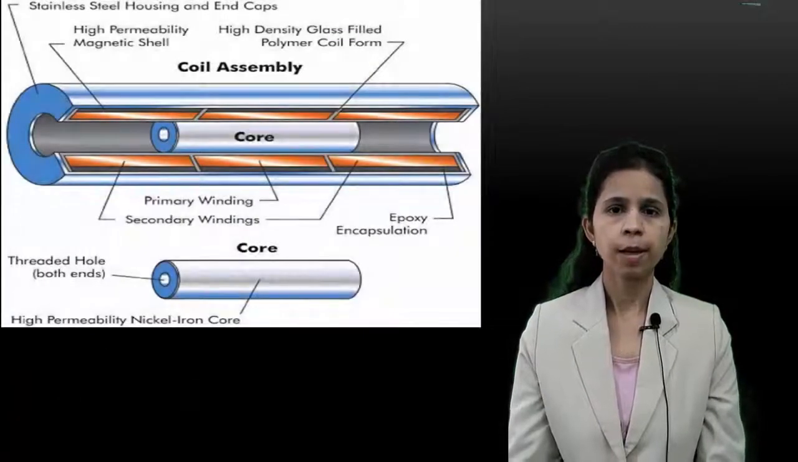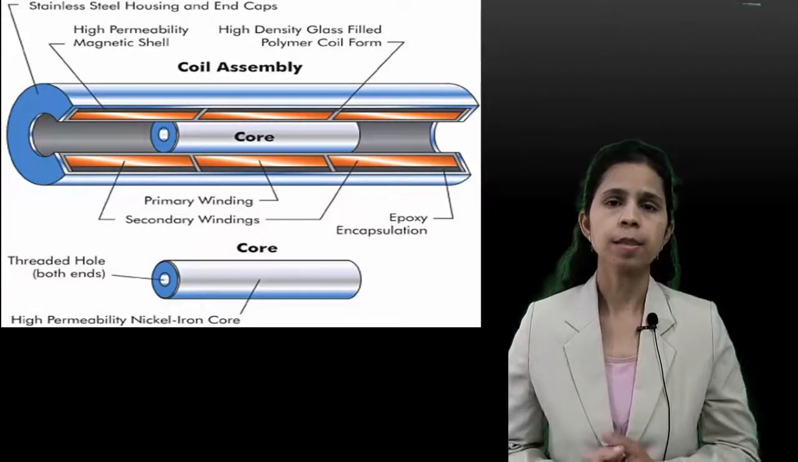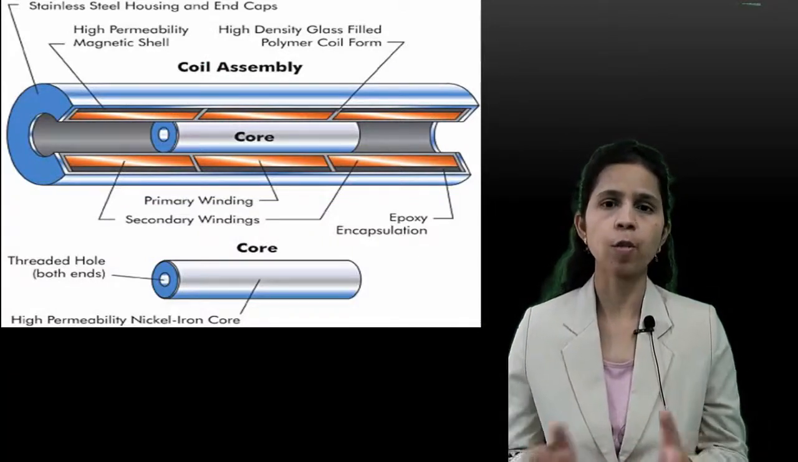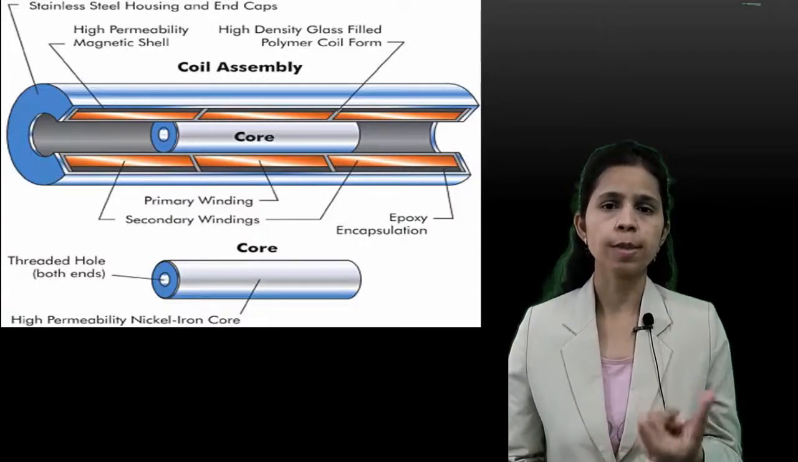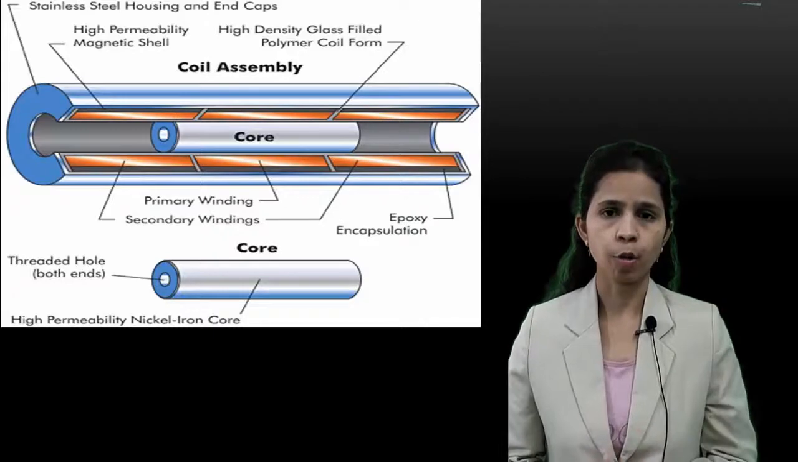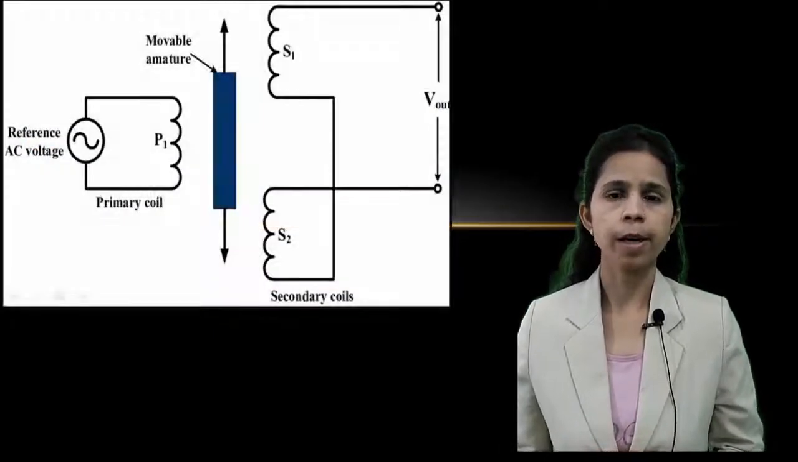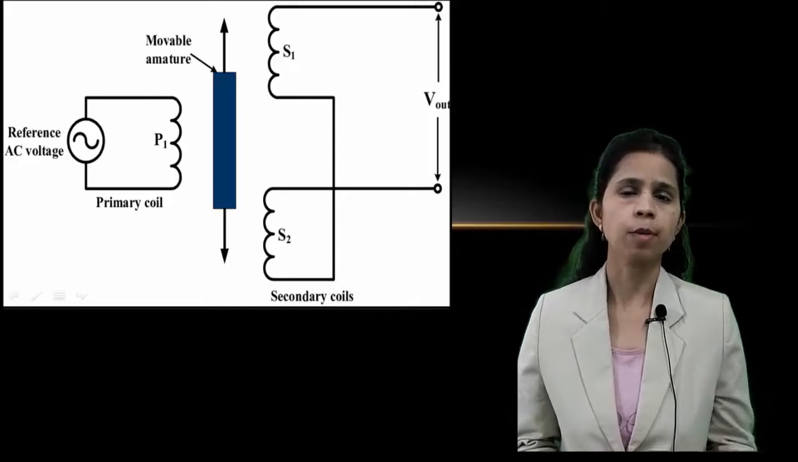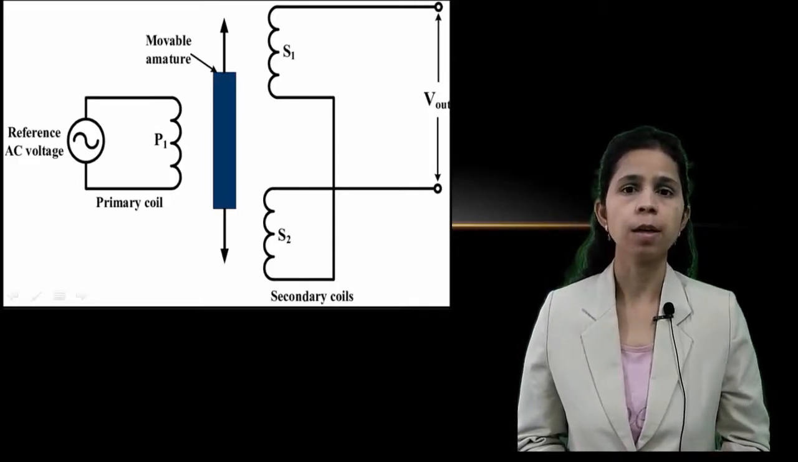The figure shows the interior of the LVDT. So you can see a primary coil and two secondary coils which are placed on either side of the primary coil, and the core is at the center, which is made up of highly permeable nickel iron. This is the circuit diagram for the LVDT. So whenever you see this kind of diagram in a circuit, it means that the circuit uses a linear variable differential transducer.